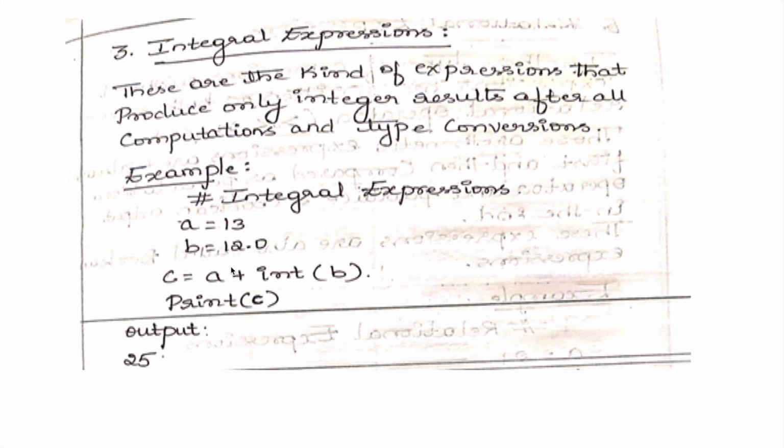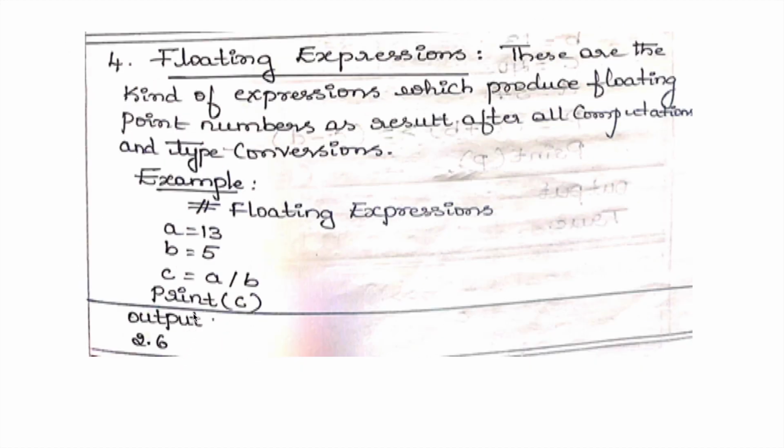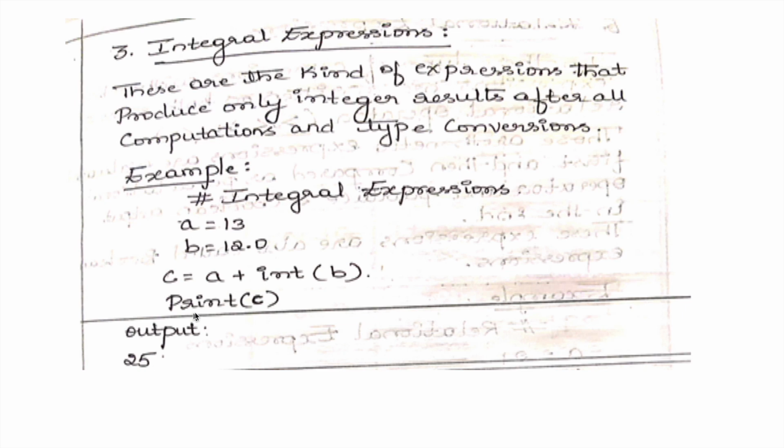But I want my result in integer. So that's why I'm using type conversion. This is nothing but type conversion. Type conversion means I'm converting from one data type to another data type. Here my b value is floating point. I'm converting my floating value to integer. So when you add a plus b, your result will be in integer only, because a is also integer, your b is also integer. You are converting from floating to integer. So whatever result is going to be produced, again it's an integer.